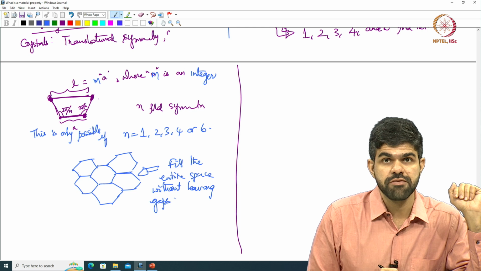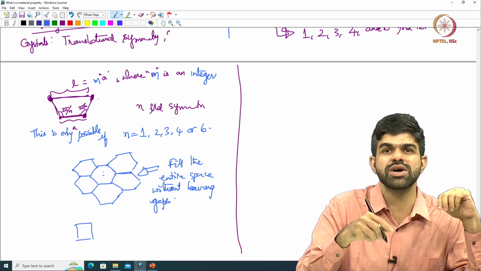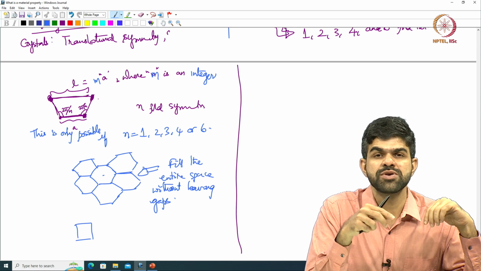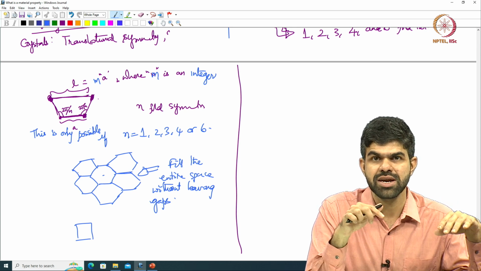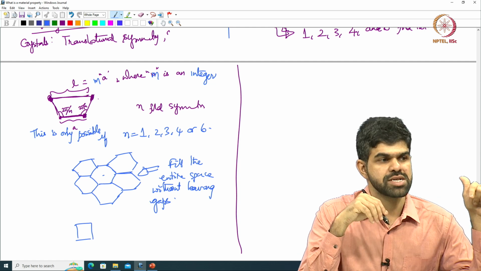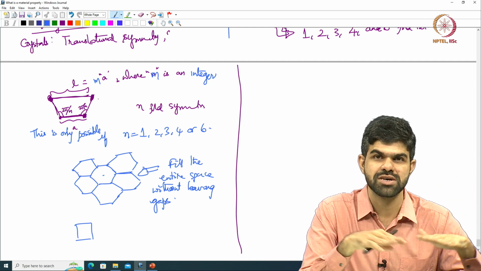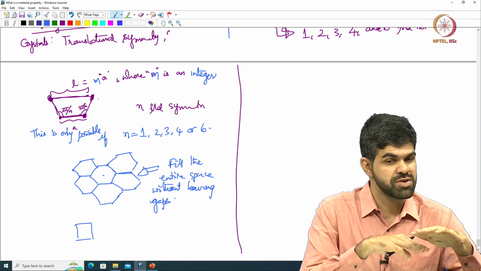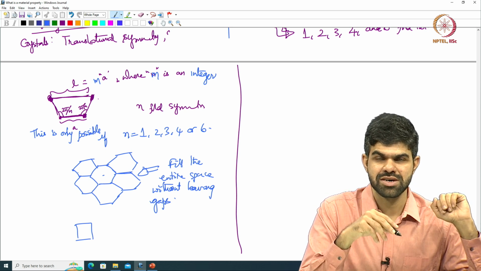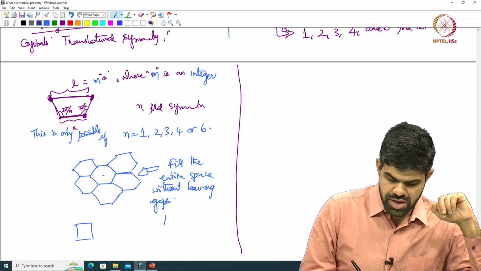So this is akin to having 6 fold symmetry in a two dimensional plane, right. So you can fill the entire plane with hexagons. If you have squares, that is akin to having 4 fold symmetry in a plane, and you can fill the entire space with square tiles, right. So here also you can fill the entire space.